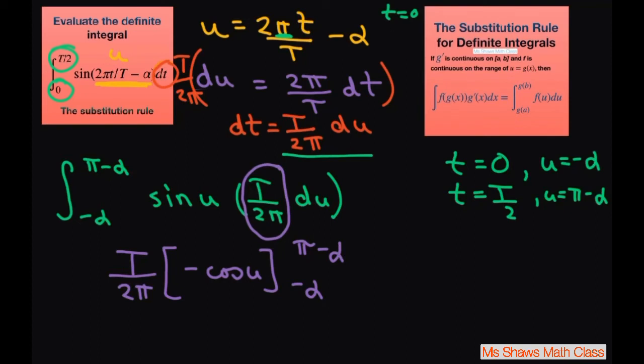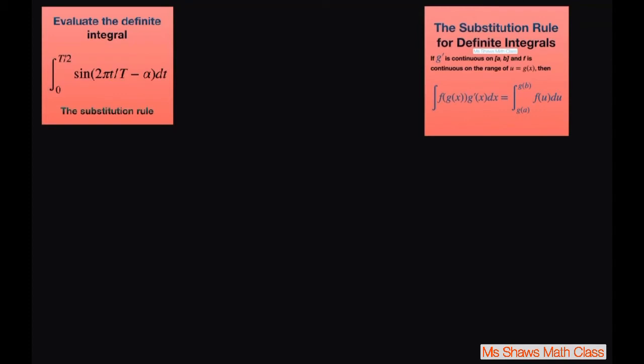All we have to do is substitute in these values. I'm also going to pull out this negative and put it here. So I'll write that again: negative big T divided by 2 pi, and then cosine of u, going from negative alpha to pi minus alpha.